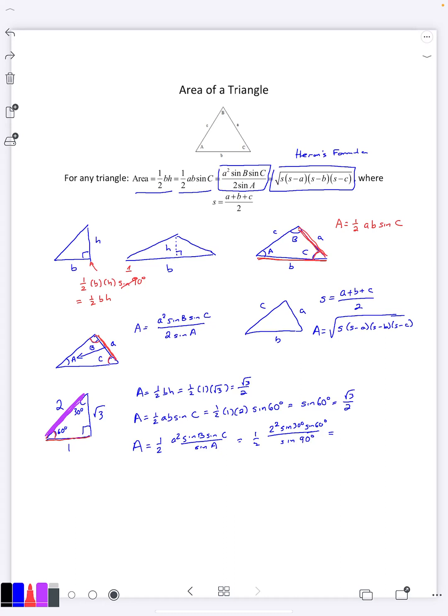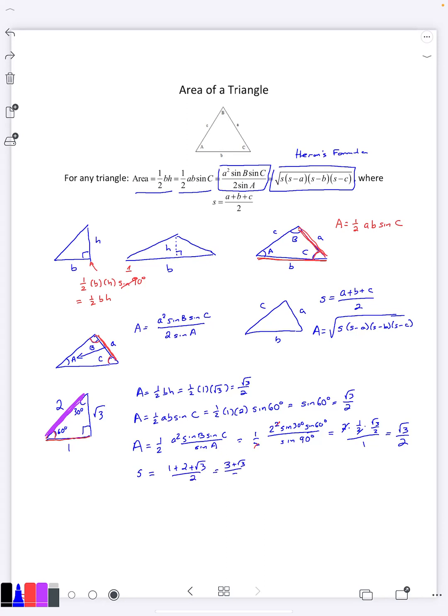And let's see here, one of these 2's cancels out, so we still have a 2 left. Sine of 30 is 1/2. Sine of 60 is square root 3 over 2. Sine of 90 is 1. And once again, we get the same area, square root 3 over 2. Now for the last one, for Heron's formula, let's calculate our semi-perimeter. We would add up the 3 sides and then divide by 2.